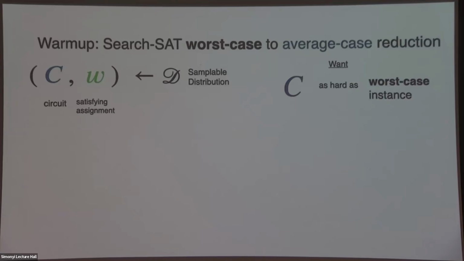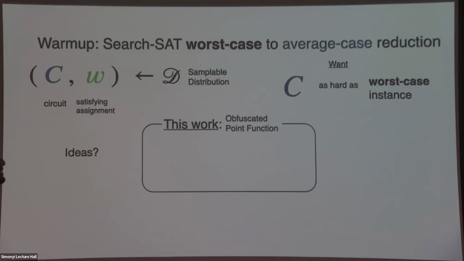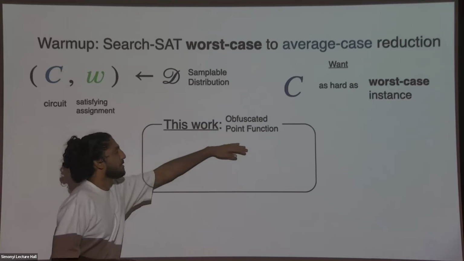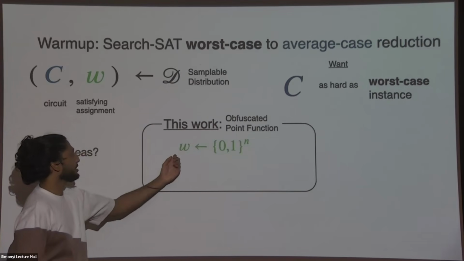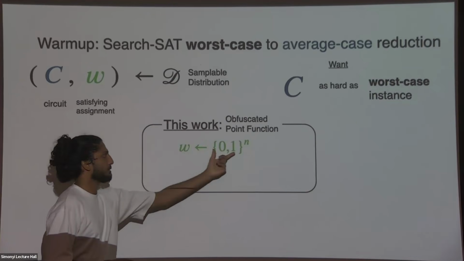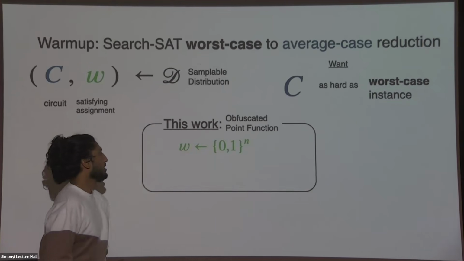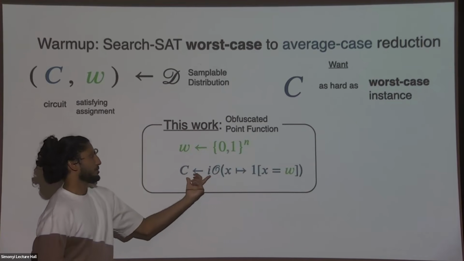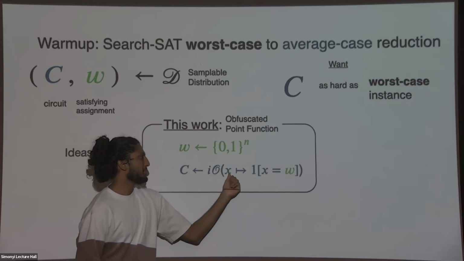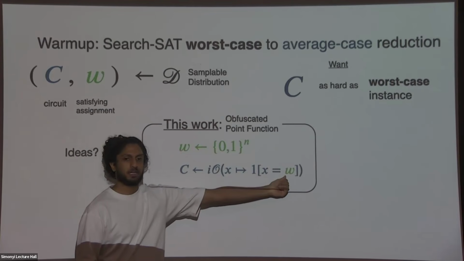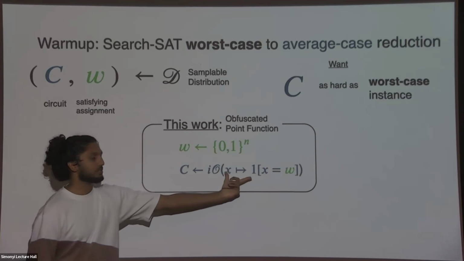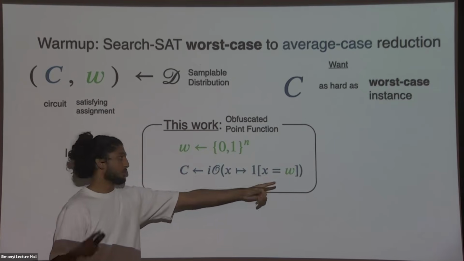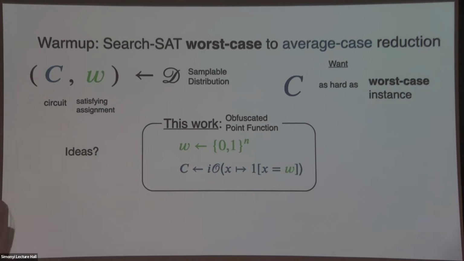Sorry, this is to deal with the problem that the randomness blows up. Yeah, the randomness blows up. So what you'll actually do is a slightly different approach, which is to obfuscate a point function. You're still going to sample this random W, but now it's n bits. But now you're going to obfuscate the circuit which maps X to 1 if and only if X equals W. So this is a circuit which only outputs 1 on one point, W, and is 0 everywhere else.